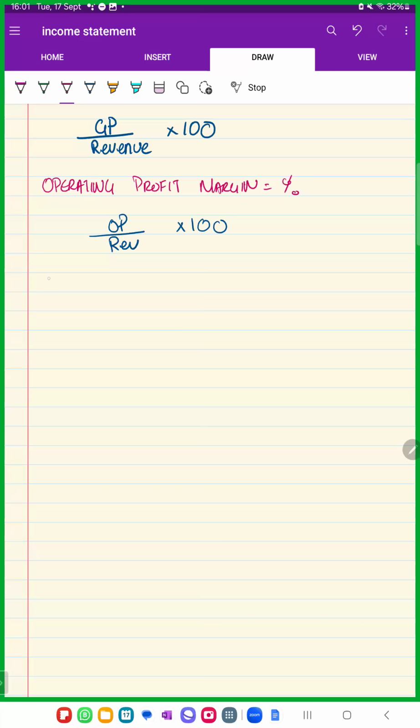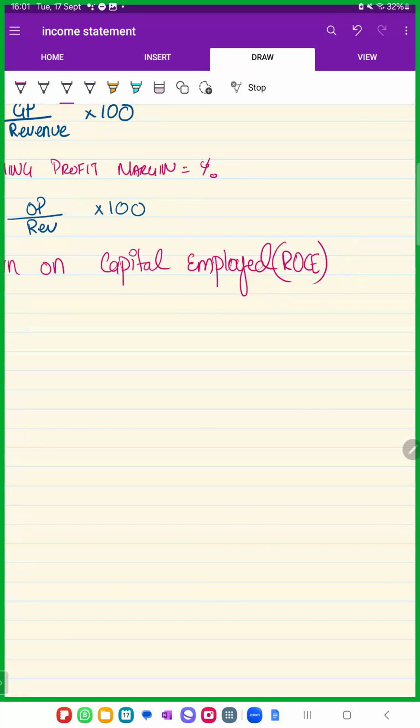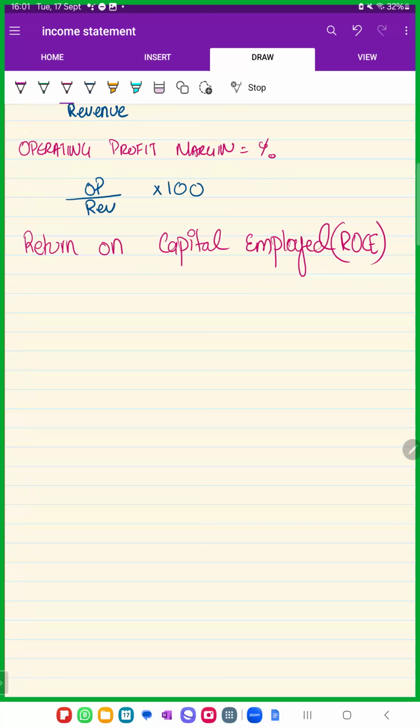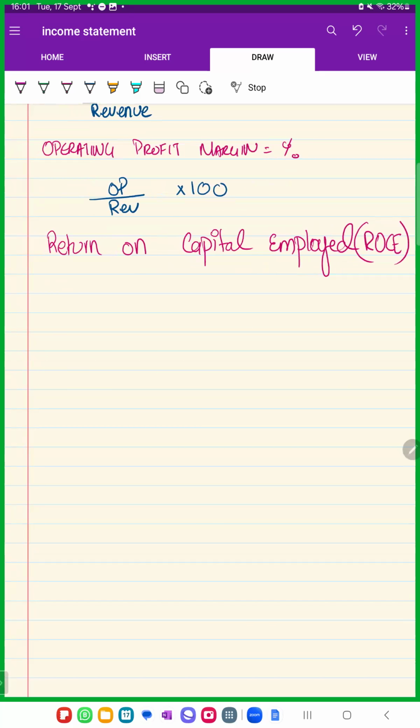So there is one called return on capital, aka your ROCE, return on capital employed. Okay. How do I calculate my ROCE? What does it actually mean? It simply means what return did I get based on how much money I had invested. Based on the amount of money I invested, how much did I actually make in return? How good was my investment?